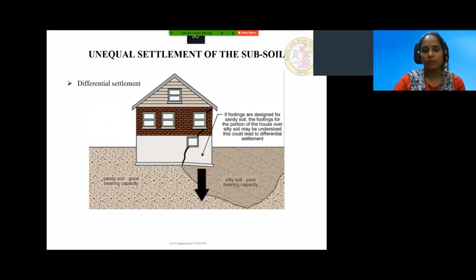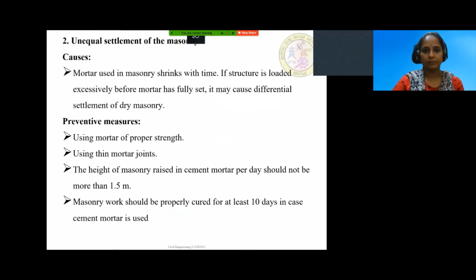Okay, so because of this unequal settlement of a subsoil, see the soil underneath this house or building, this is called the subsoil. Due to difference in soil and difference in bearing capacity, it started getting cracks, right? It started bending towards the poor bearing capacity of soil. Okay, we'll move on to the next slide.